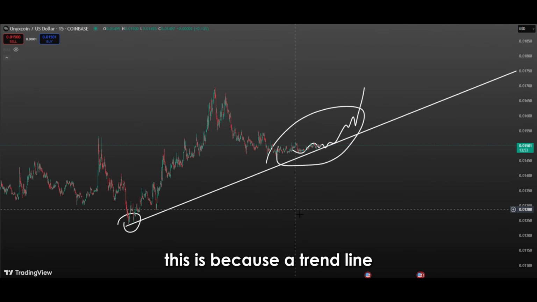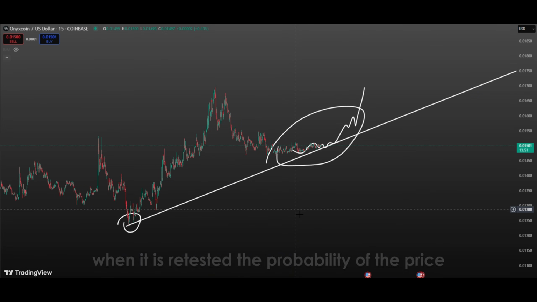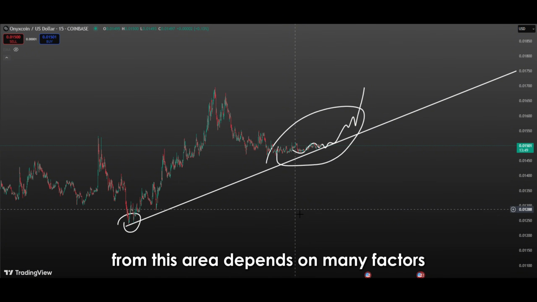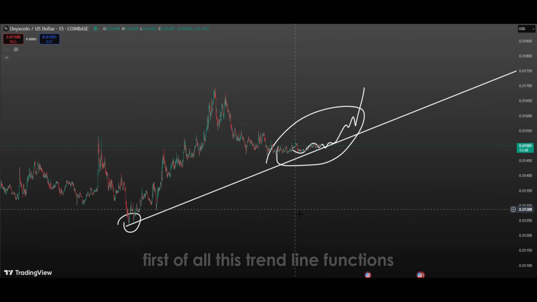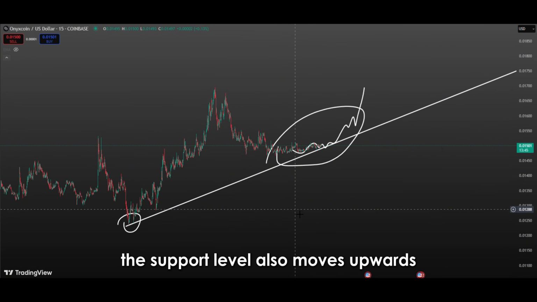This is because a trend line that has worked successfully before usually tends to produce a similar reaction when it is retested. The probability of the price making an upside bounce from this area depends on many factors. First of all, this trend line functions not only as a horizontal support, but also as a dynamic support. This means that as the price moves higher, the support level also moves upwards, indicating that the trend is healthy.